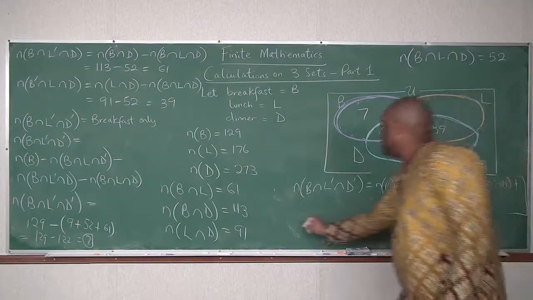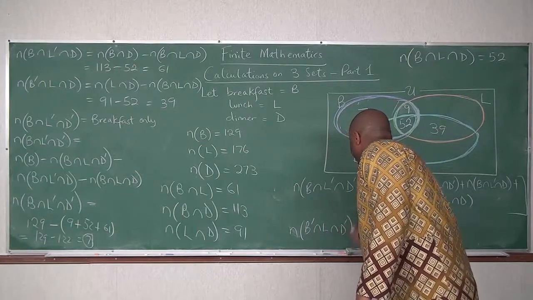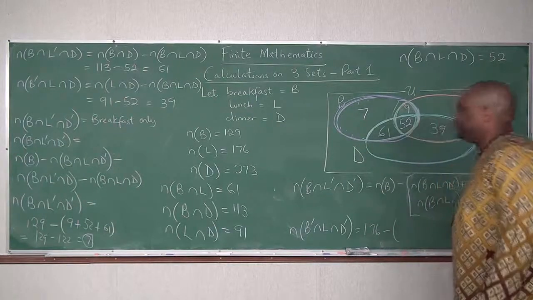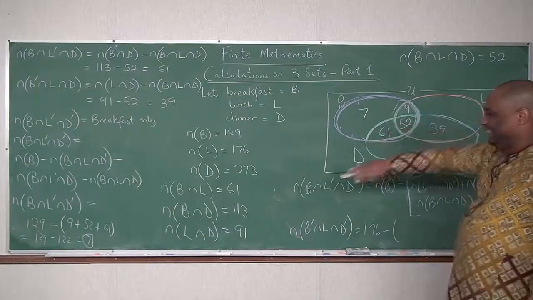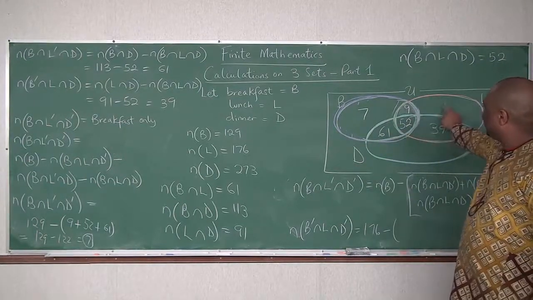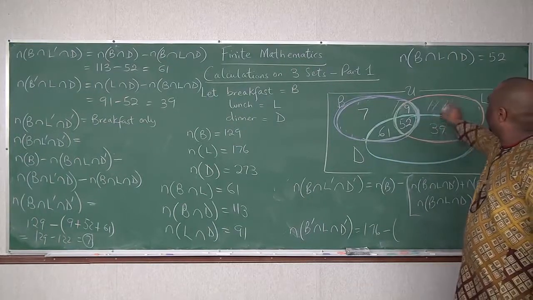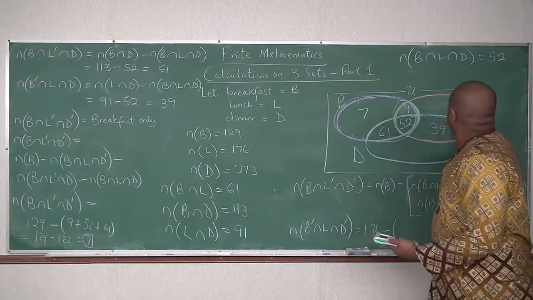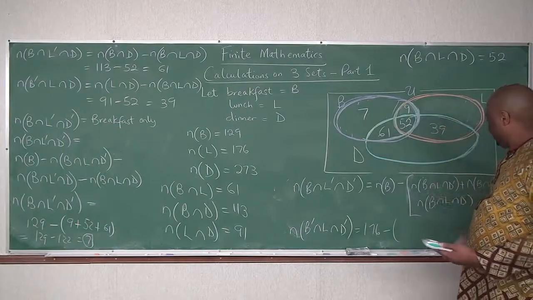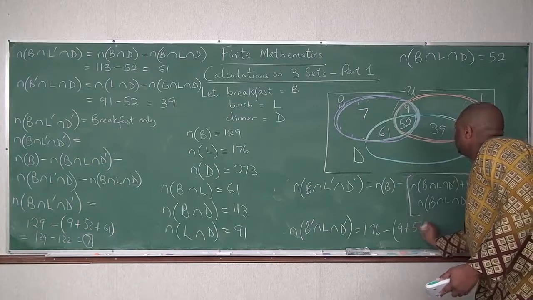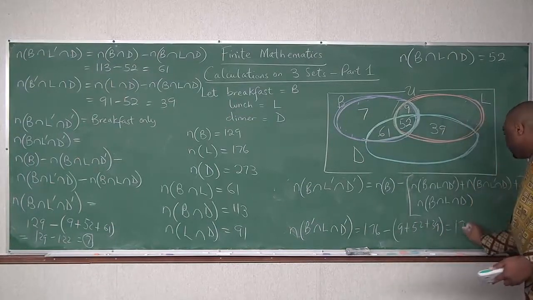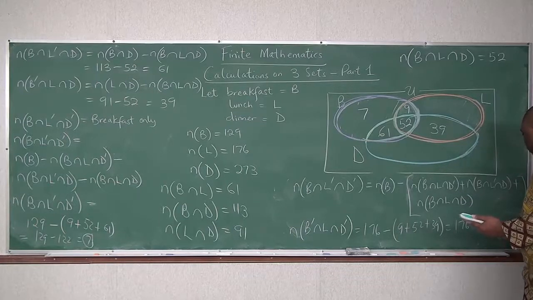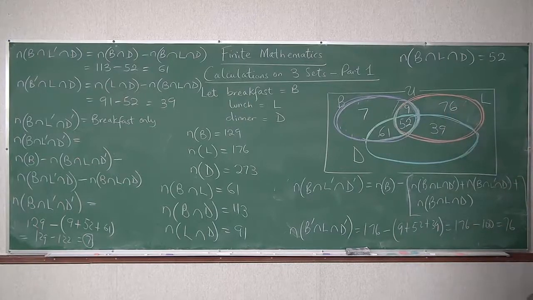Okay, let's find lunch only. The cardinality of B prime intersect L intersect D prime. This follows the same formula. Our lunch is 176, so 176 minus, so we can save time in this video. Everything here is lunch, 176. If you want to find lunch only, it is just this shaded area here. So this will be 176 minus 9 plus 52 plus 39. And that is 100, which gives 76. That's lunch only.